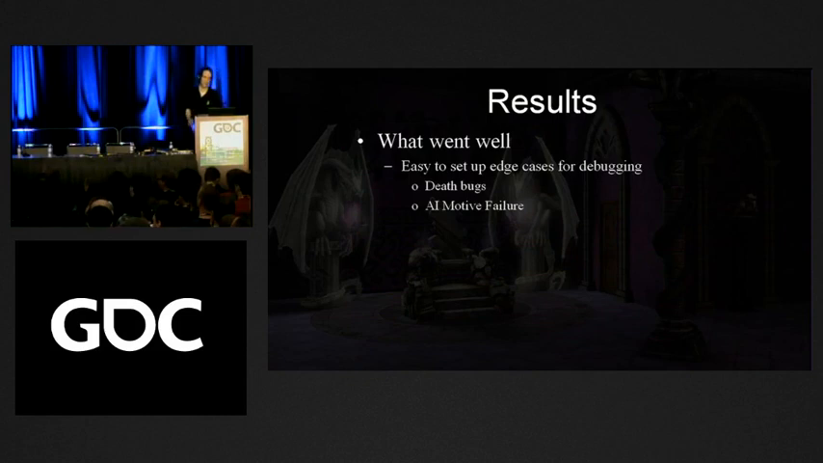OK. So what went well? Well, it was easy to set these edge cases, as I said, for that bug, what was happening there. So things like death bugs and AI motive failures are, for the Sims, often the edge cases that we had to deal with.